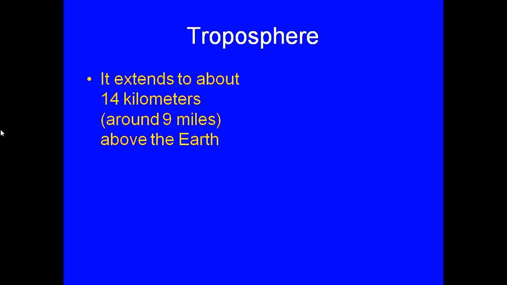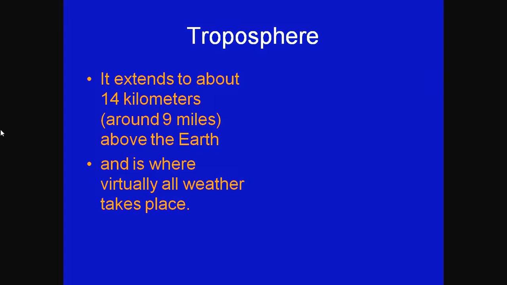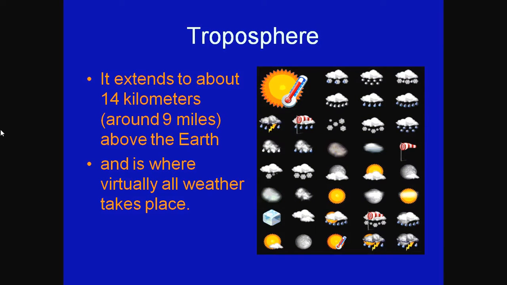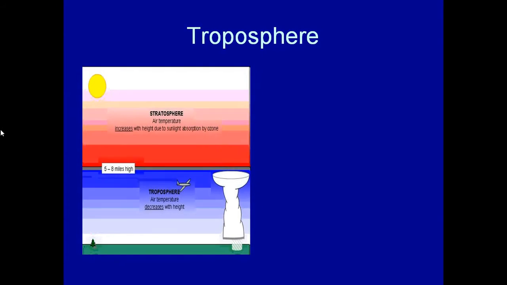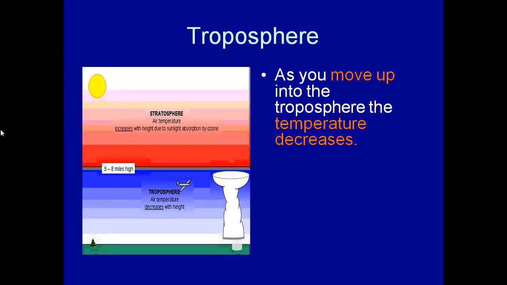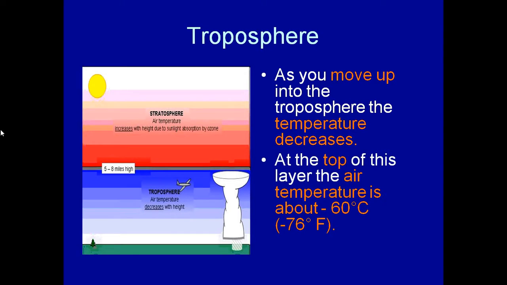It extends to about 14 kilometers, around 9 miles above the Earth, and is where virtually all weather takes place. Air temperature decreases as you increase in height in the troposphere, approaching the next layer, which is called the stratosphere. So as you move up through the troposphere, the temperature decreases. At the top of this layer, the air temperature is about negative 60 degrees Celsius or negative 76 degrees Fahrenheit.